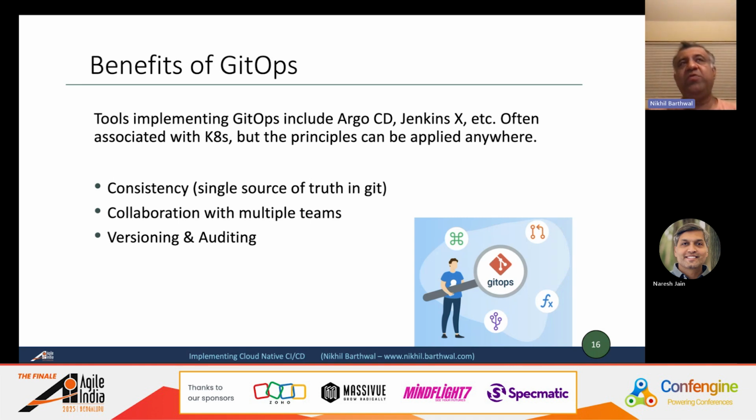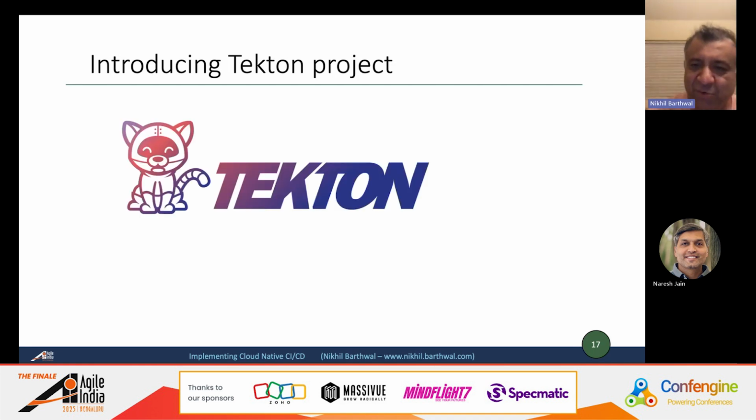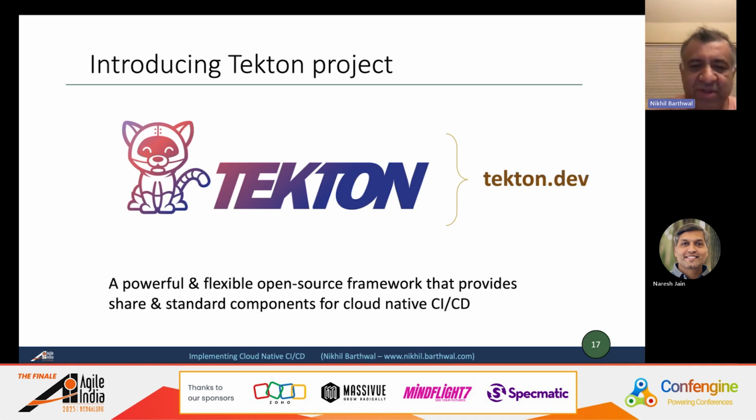Now we are going to move into some specific projects that we are talking about, open source cloud native CI/CD projects. So let's start with the Tekton project. Let's introduce what the Tekton project is. It's actually kind of confusing what Tekton is, so I'll try to clear the confusion here. That's the logo for Tekton, and Tekton is an open source project, tekton.dev. And the textbook definition is that it's a powerful and flexible open source framework that provides shared and standard components for cloud native CI/CD. What does it mean?